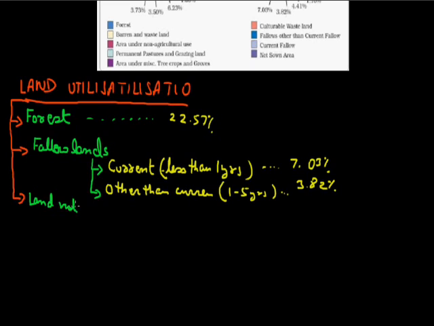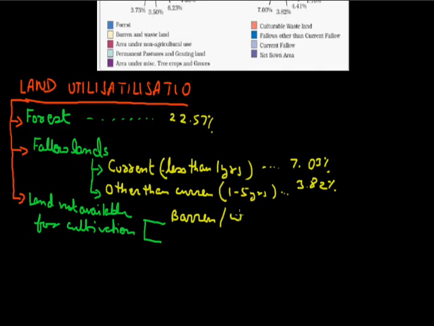Land not available for cultivation. We can classify this type of land into two parts. Obviously the first one is the barren, or we can say the wasteland, which is 6.29% of the total land of India. We cannot use this land for agriculture purposes or for any other purpose.